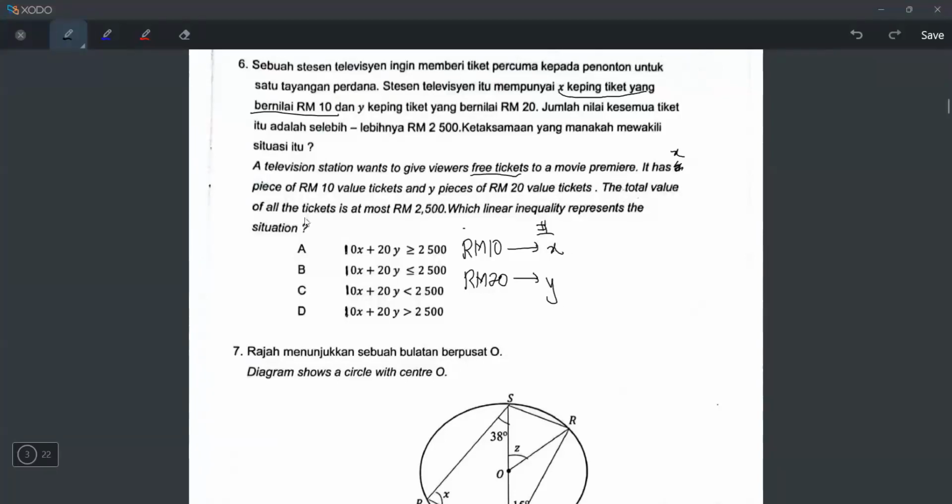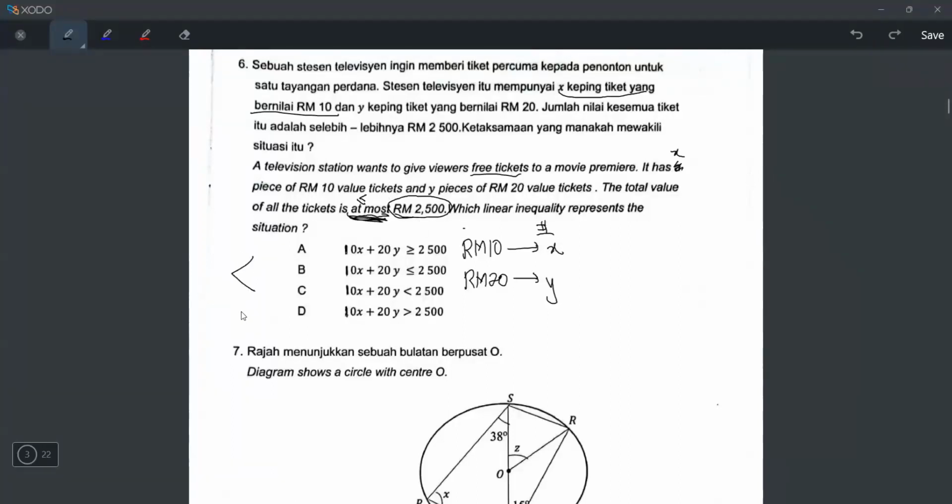And then they say the total value of all the tickets is at most 2,500. Which linear inequality represents the situation? So we have to know that for at most, the symbol is smaller than or equal to. Please, don't tell me, oh, at most, so bigger. No, no. At most means selebih-lebihnya. It means it cannot be more than 2,500. This is the maximum. It means it has to be less than or equal to.